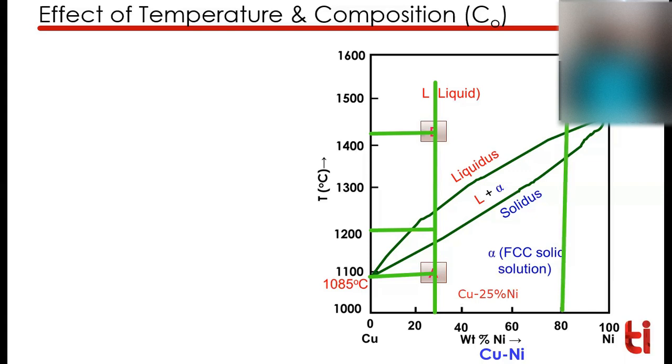80%. So what will happen? My starting melting point, what is it? Copper-nickel starts melting at 1350 degrees Celsius. With this composition, it starts melting at 1180 degrees Celsius. So my melting point changes with composition; I have changed the melting point of the alloy.